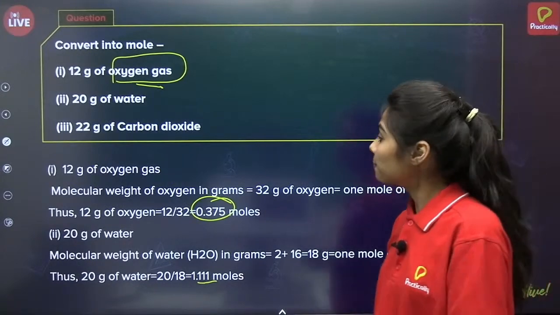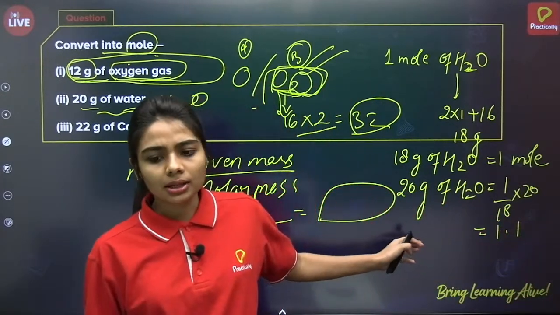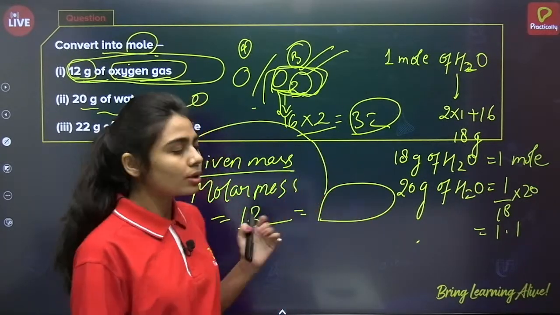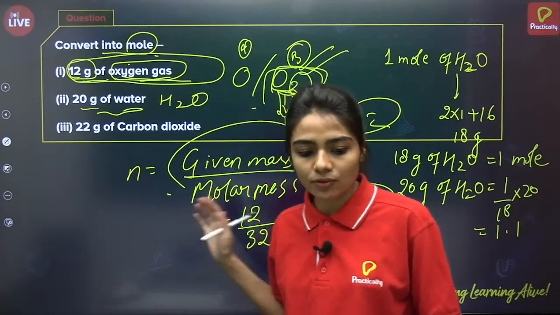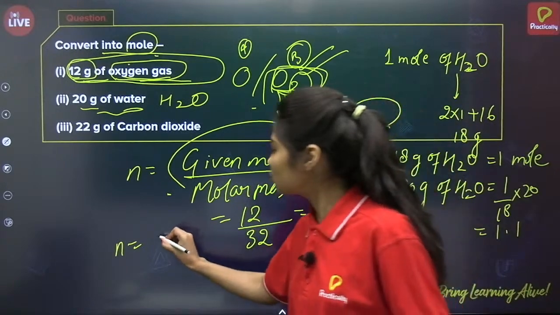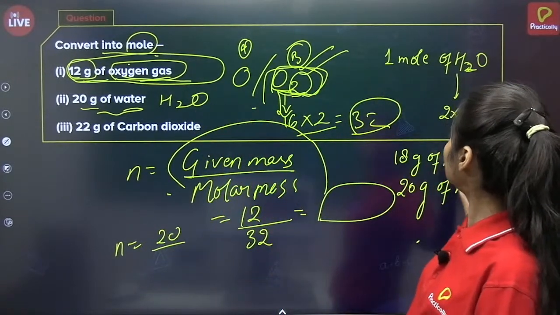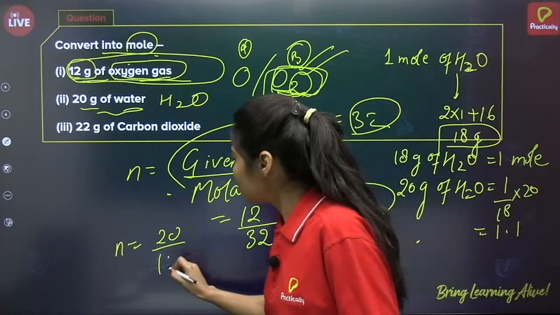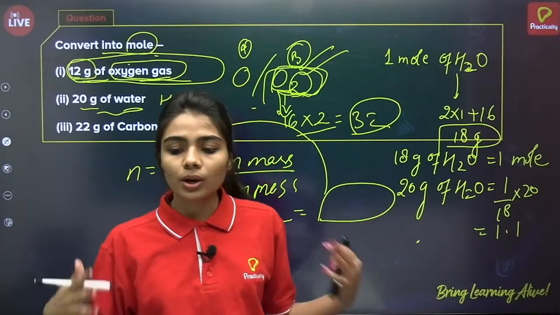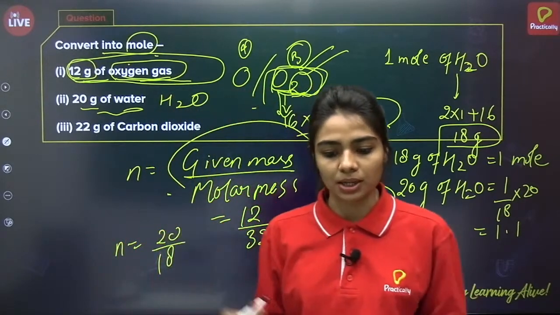So here what we have seen is that you can apply either the unitary method or the formula. Let's solve it by applying the formula also. N is the number of moles. Given mass is 20 grams. Molar mass comes out to be 18 grams. So 20 by 18. Whichever method you prefer, it will be completely fine.